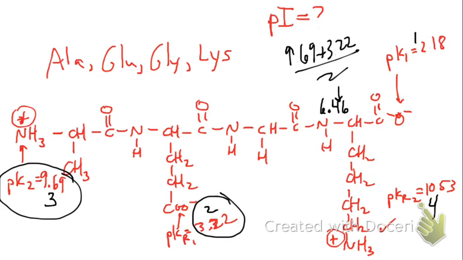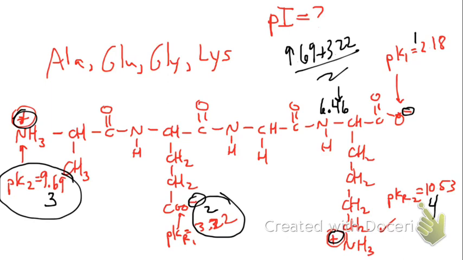So at a pH of 7, which is really close to that, we should have a neutral charge. And we do: -1, -1, +1, -1, +1. So +2 total, -2 total, we're a neutral peptide.